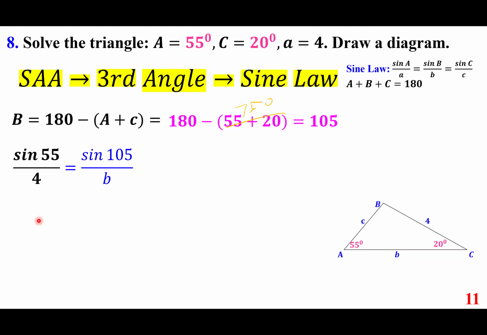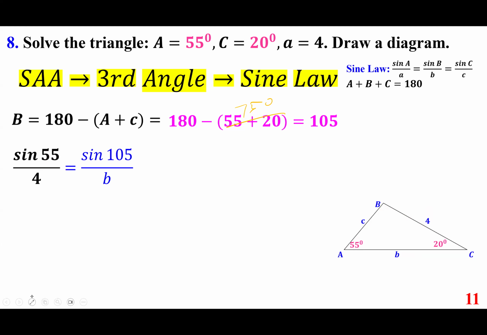So now we use the sine law: sine of 55 over 4. The reason we use these two is because we have both of them. It doesn't matter which pairs. In this case, both of them have to be calculated; in this case, only one. Sine of 105 over b.